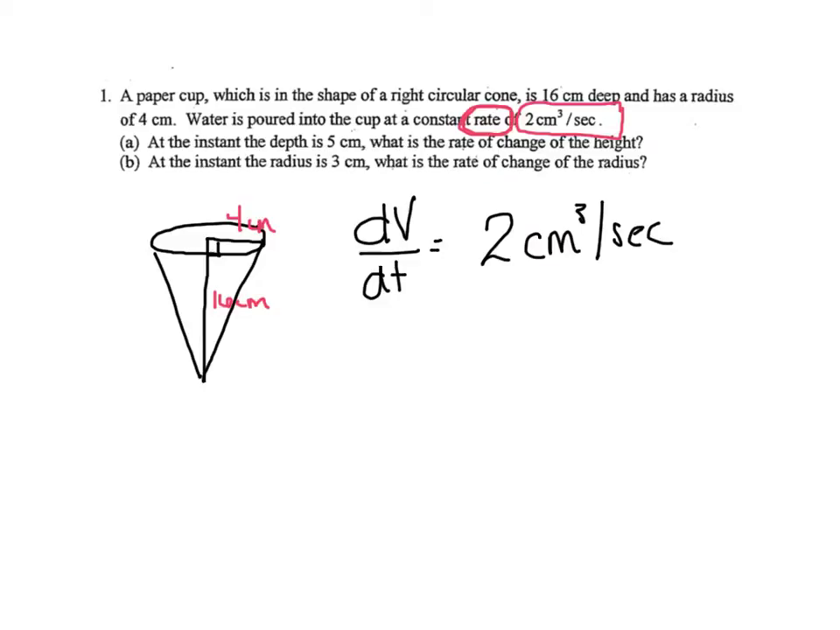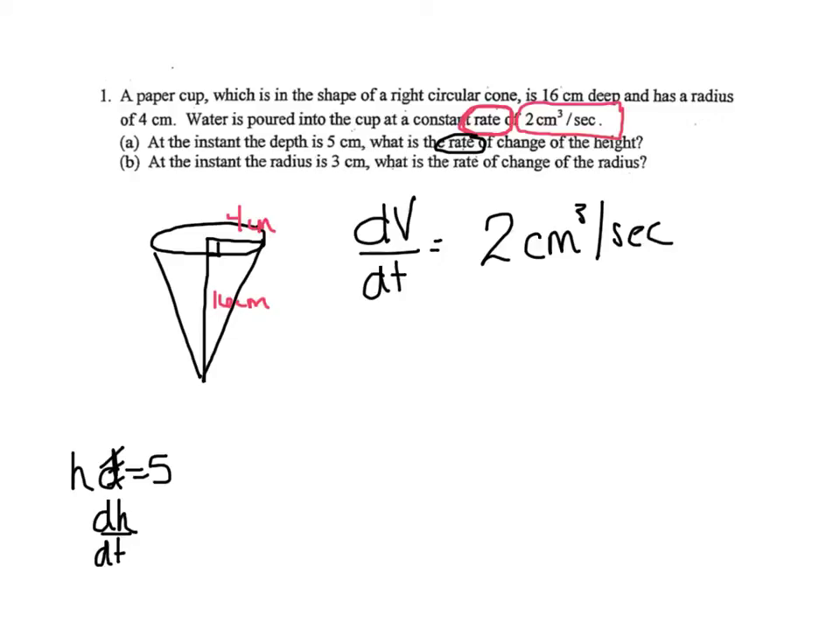Question A. At the instant when the depth is 5, what is the rate of change? So there's my four-letter word. What is the derivative of height? What is dh/dt? Okay, now depth, of course, is height, so I'm just going to say when h equals 5, what is the derivative of h? So here's the deal.